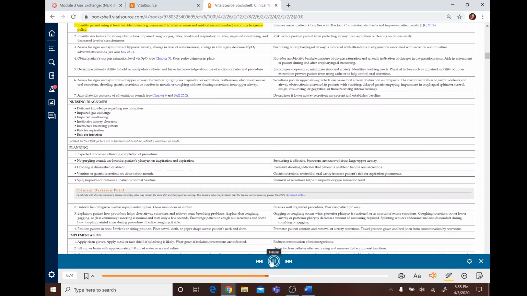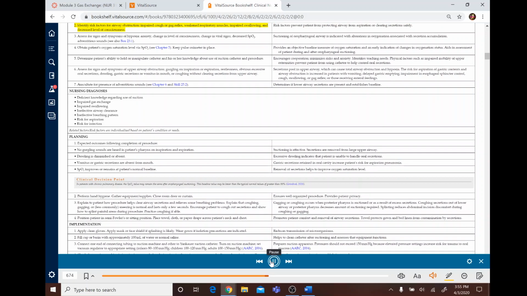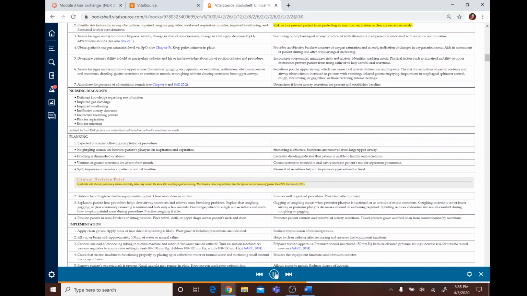Assessment. 1. Identify patient using at least 2 identifiers, for example name and birthday or name and medical record number, according to agency policy. Ensures correct patient. Complies with the Joint Commission standards and improves patient safety (TJC, 2016). 2. Identify risk factors for airway obstruction: impaired cough or gag reflex, weakened respiratory muscles, impaired swallowing, and decreased level of consciousness. Risk factors prevent patient from protecting airway from aspiration or clearing secretion safely.